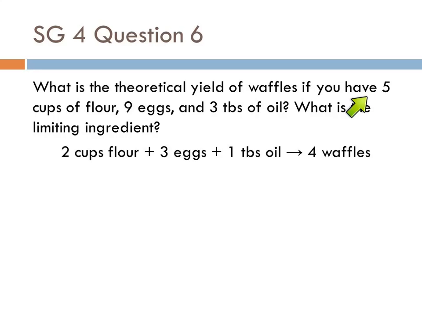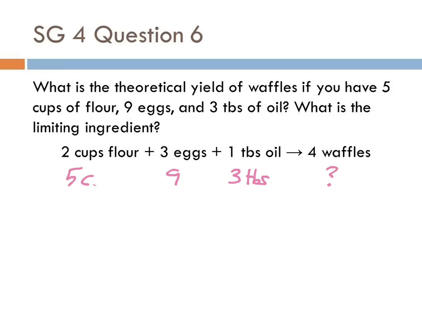So we've got 5 cups of flour. Well, let's write that down. Let's organize our information using our equation, our recipe here. So we've got 5 cups of flour, and we have 9 eggs and 3 tablespoons of oil. And the question is, what's the theoretical yield, or how many waffles can we make if we don't drop any on the floor or burn any? How many waffles?